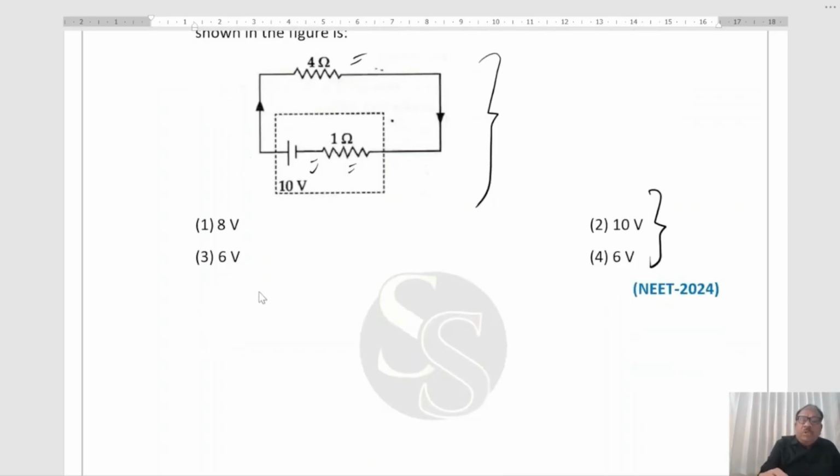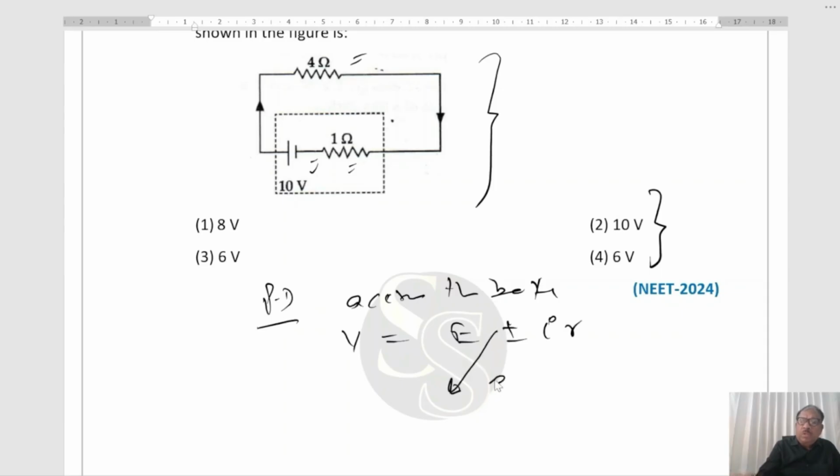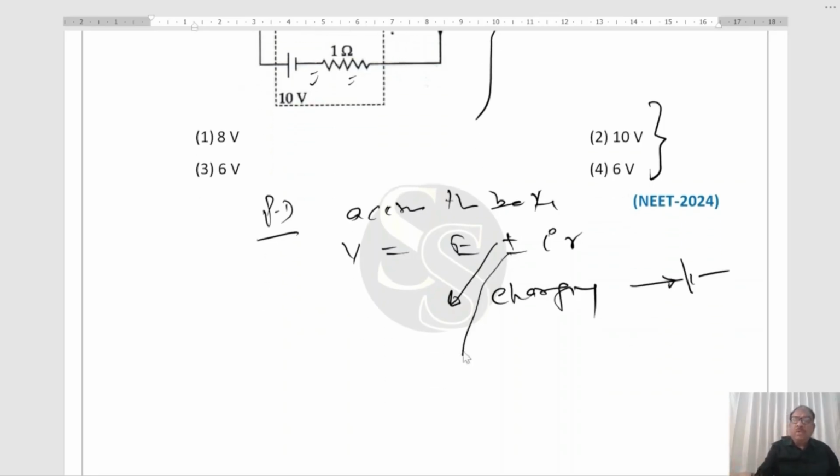whenever we have to find the potential difference across the cell, potential difference across the battery, be very, very careful. V equal to E plus minus IR. Plus sign is considered for charging. Charging means when current is being supplied, this is the case of charging, right? And negative sign is for discharging. Means current is being drawn from there. So V equal to E plus minus IR.